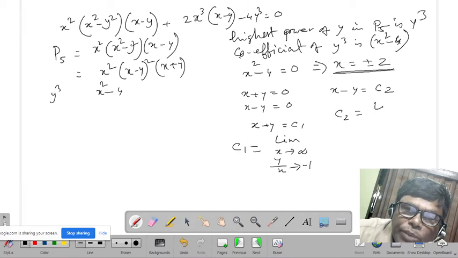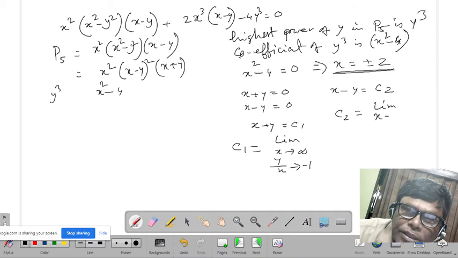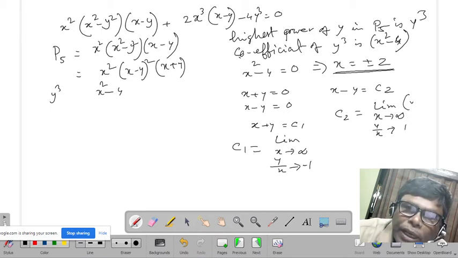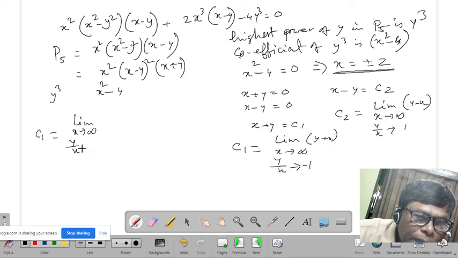And c2 is equal to the limit as x tends to infinity, y by x tends to 1. Bracket y minus x, bracket y plus x. Hence y plus x and y minus x. So c1 is equal to the limit as x tends to infinity, y by x tends to minus 1.